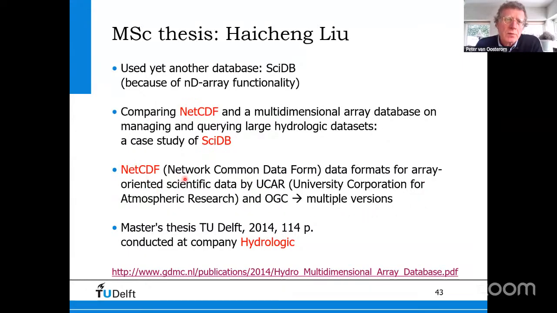And netcdf stands for Network Common Data Form. And it's kind of like an OGC format. It is also supported now by OGC. There are multiple versions, but it started, say, more than 10 years ago, where a company, Hydrologic, contacted us, saying the performance of netcdf is not good in our weather prediction software.